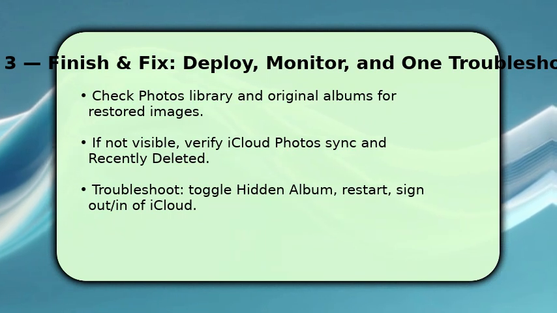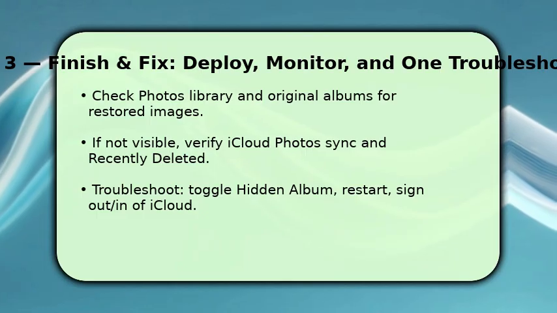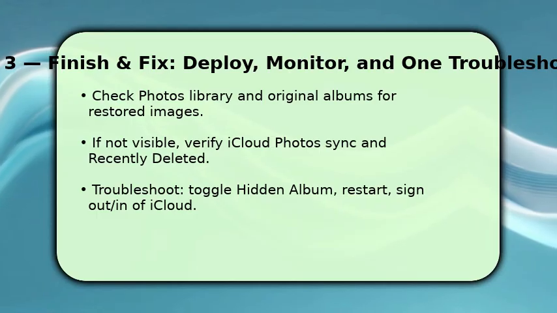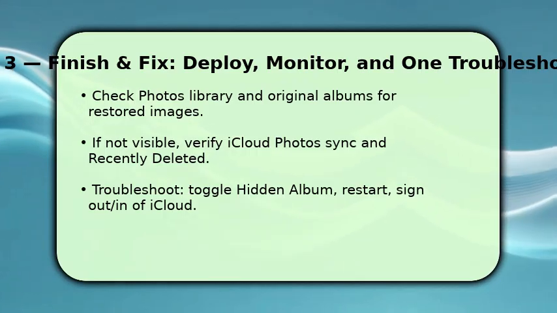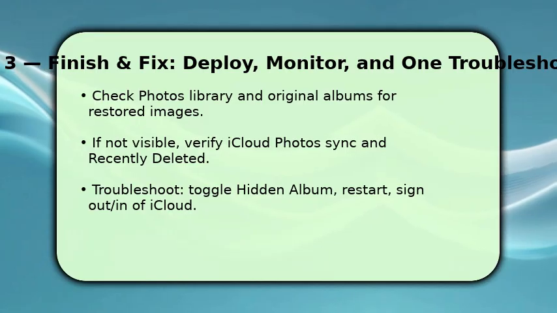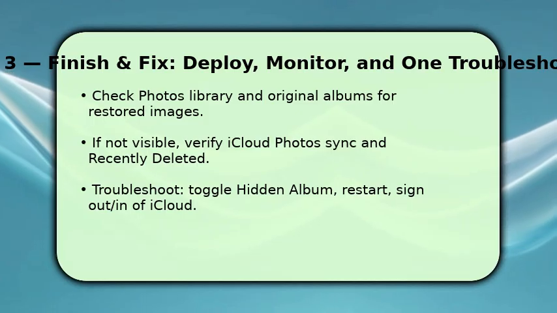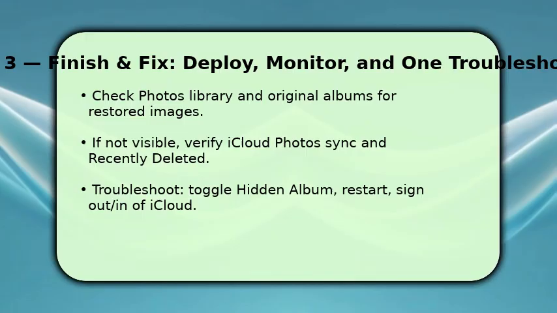If a restored image still doesn't show, verify iCloud Photos is syncing because Unhide can take a moment to propagate across devices. If issues persist, check Recently Deleted in case something was removed. Otherwise, toggle Hidden Album off and on in Settings, restart the phone, and if necessary sign out and back into iCloud. That sequence clears common glitches and ensures the Hidden Album and Unhide controls behave correctly.